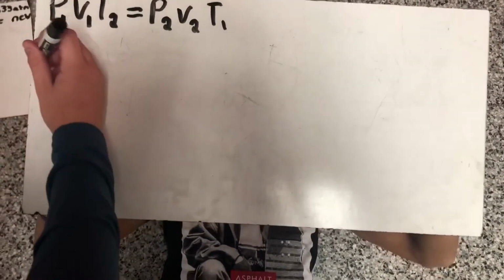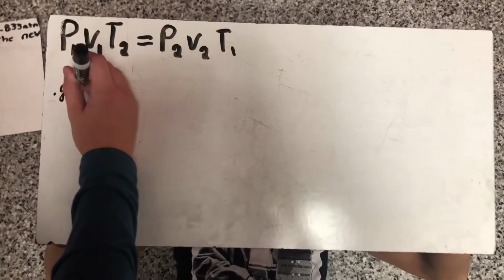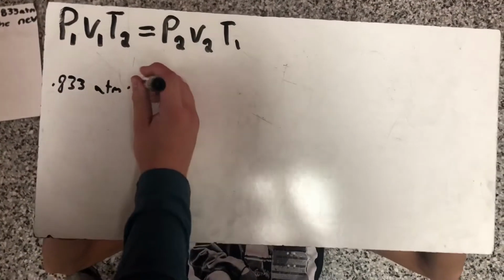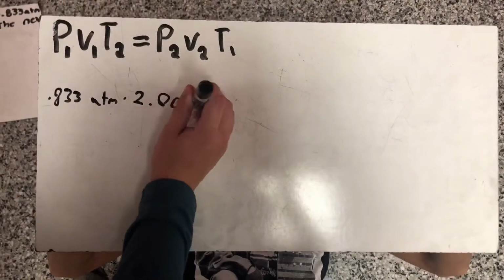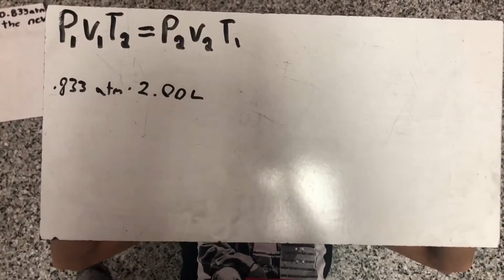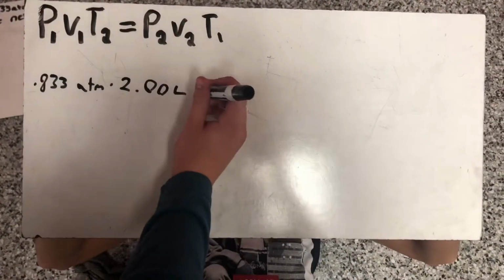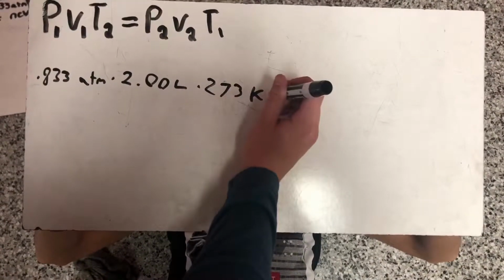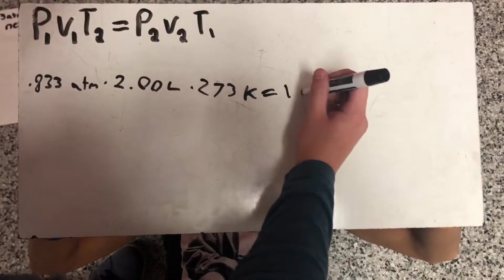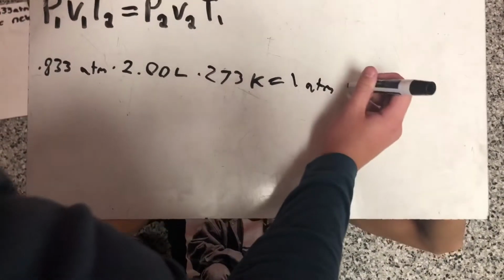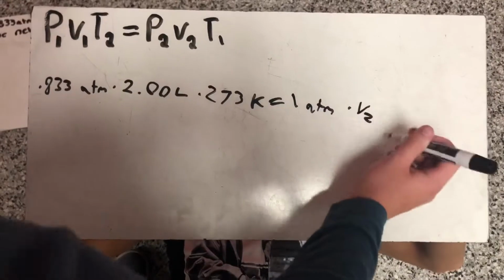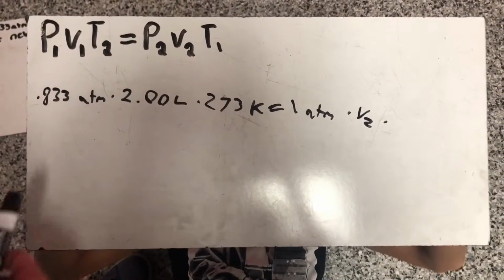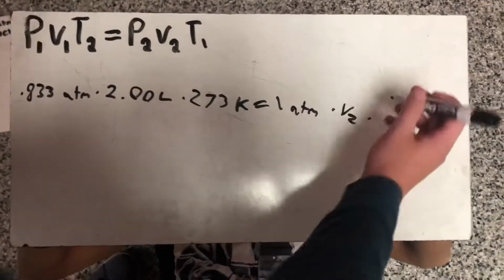So our first pressure is 0.833 atmospheric pressure, or atm. First volume is 2 liters. And our second temperature, which is temperature at STP, that would be 273 K. Equals 1 atm. We're still looking for volume 2, so we're just gonna leave that out. Temperature 1 is 35 degrees Celsius, but we need to change that to Kelvin, which would be 308 Kelvin.